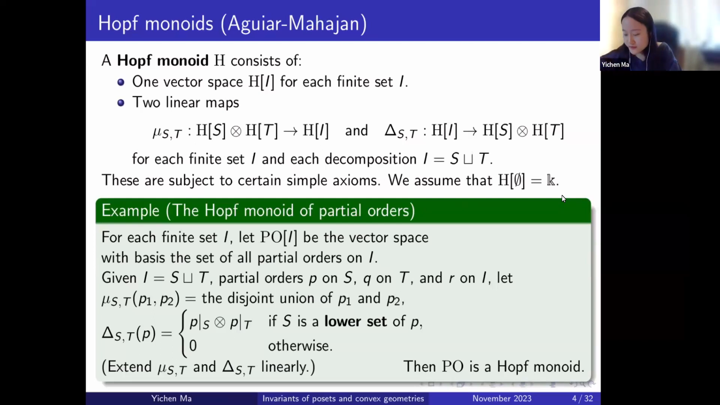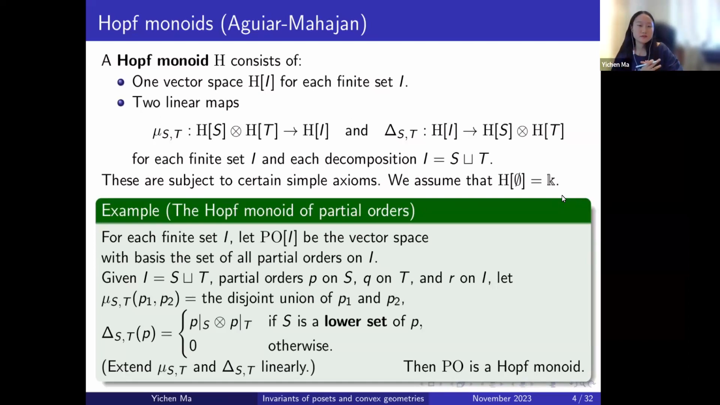A Hopf monoid H consists of the following information. First, for each finite set I, we have a vector space. Then we have two linear maps. First, you can call it the product or multiplication. Secondly, the coproduct or comultiplication. These maps are defined for each finite set I and each decomposition I equals S and T.